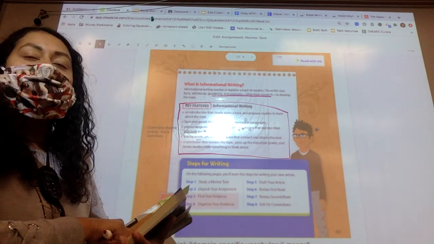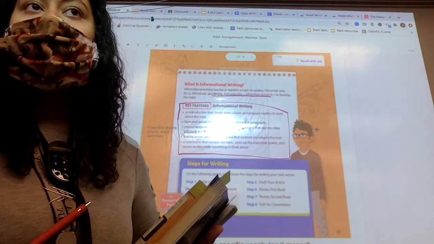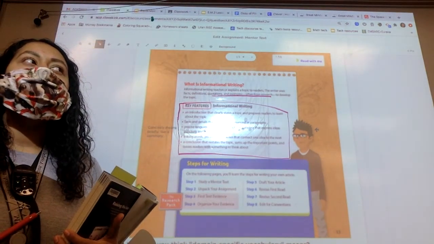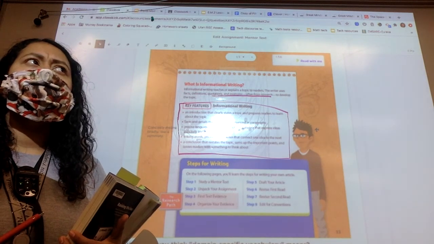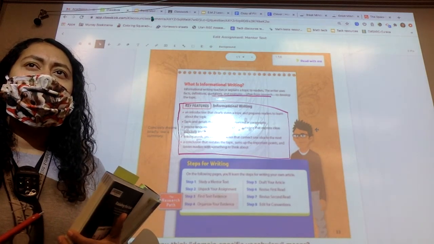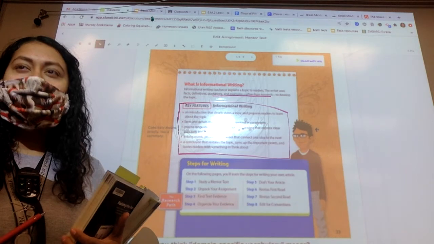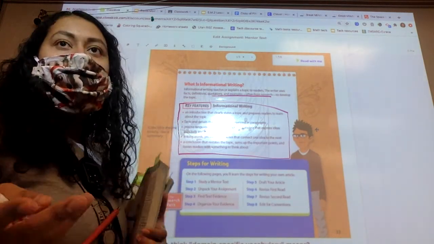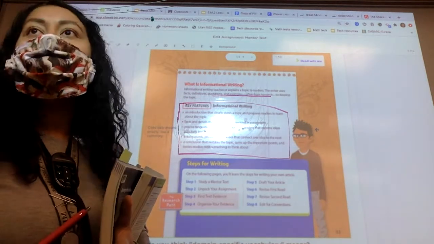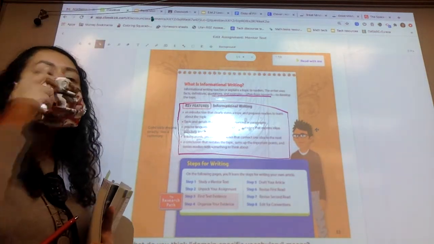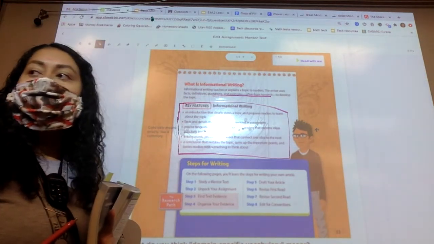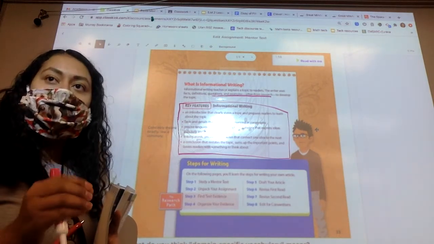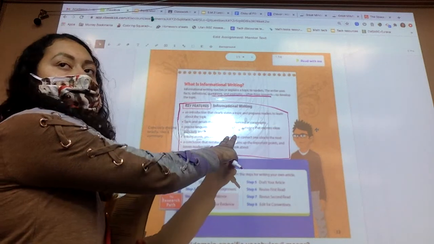Good, so you're using language that has to do with your topic, right? So if you're talking about cats, you're not going to use language that has to do with dogs or lizards, right? So whatever your topic is about, so if you're writing about Martin Luther King Jr., if you're writing about Frida Kahlo, if you're writing about football, if you're writing about soccer, you need to use vocabulary words that connect with your topic, okay?